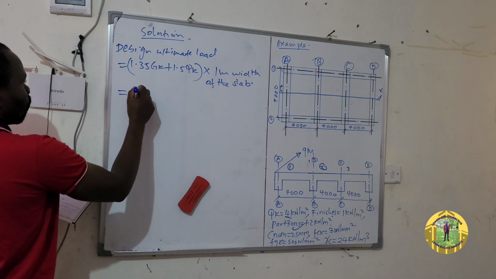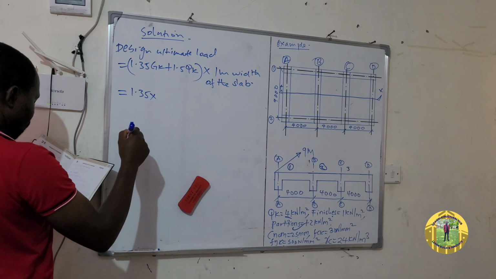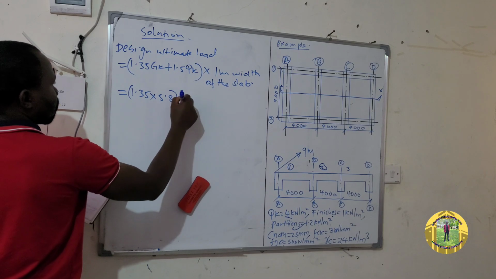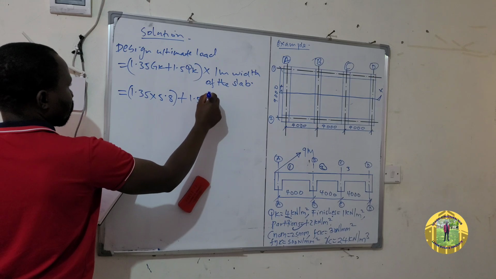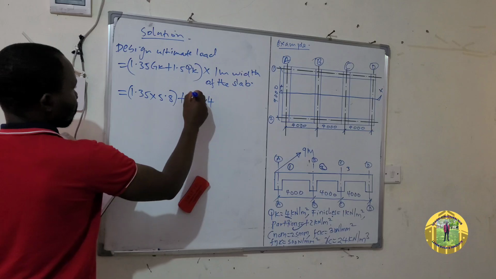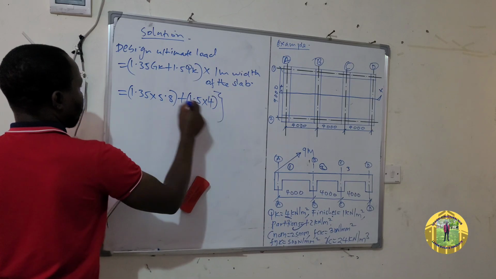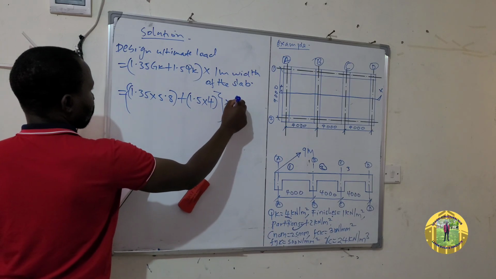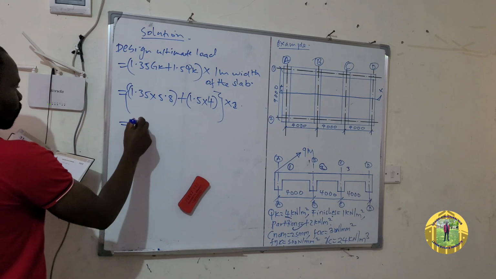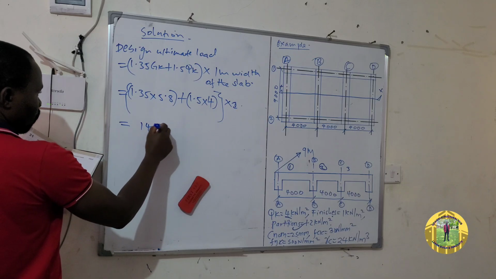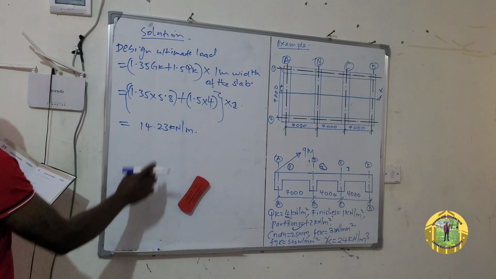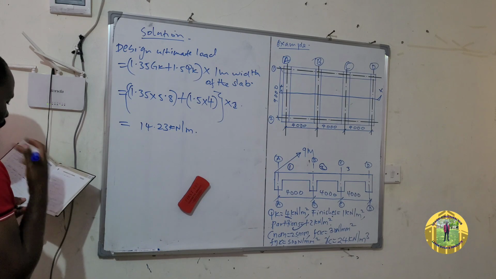Therefore, this one is equal to 1.35 times GK. You have seen it is 5.8, plus 1.5 times 4, which is QK. And then multiply everything by 1 meter. So you'll get 14.23 kilonewton per meter. So this is the design ultimate load.